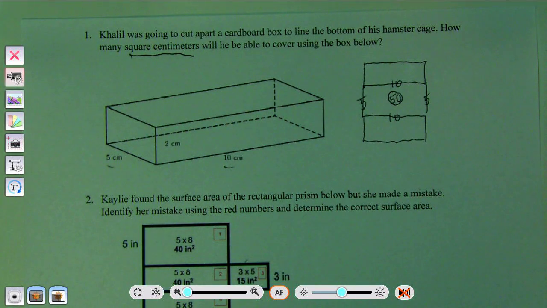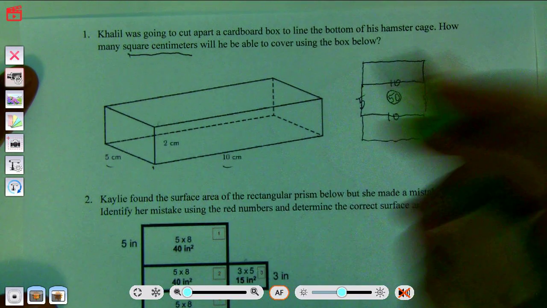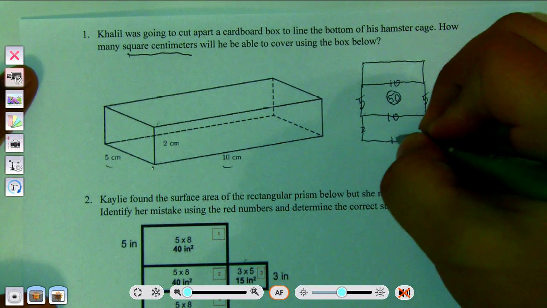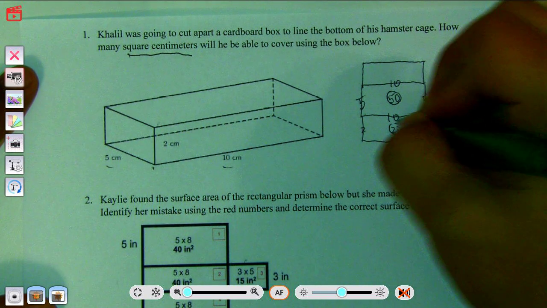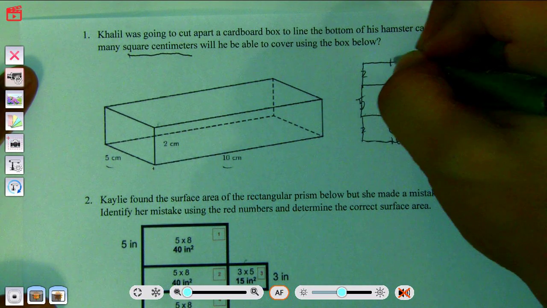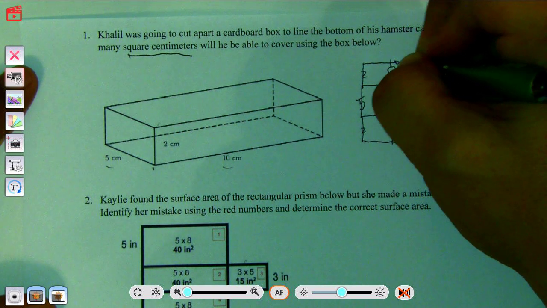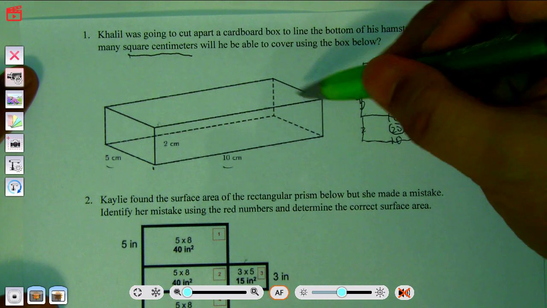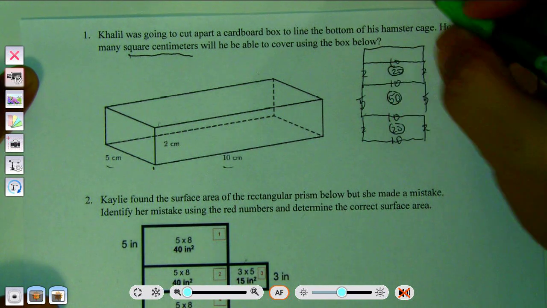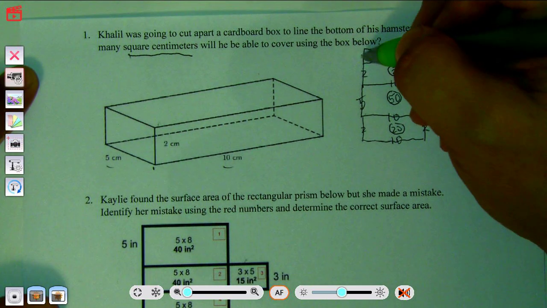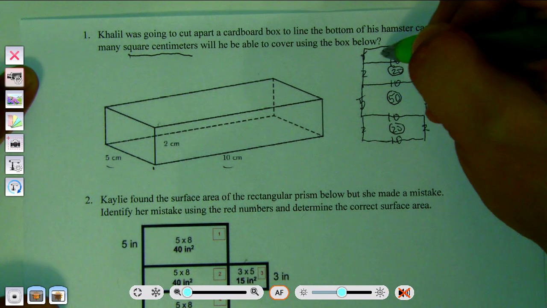Then there's the front and back of the box. And the front and back of the box is 10 by 2. So we have a 2 and a 10 and a 2. That's 20. So this is also a 2, a 10, and a 2. So that's 20 square centimeters. I have the very top of the box, which has to be the same as the bottom. So this is 5, 5, 10. So this is another 50.